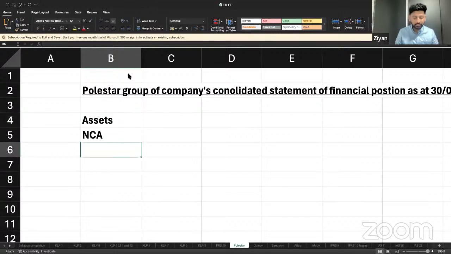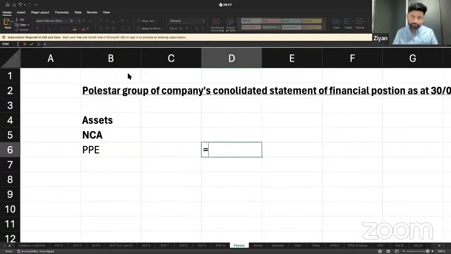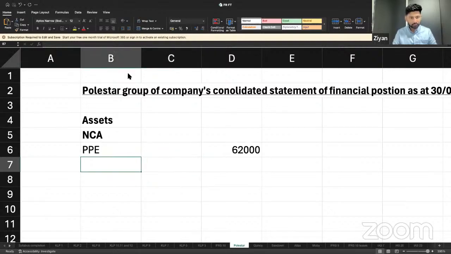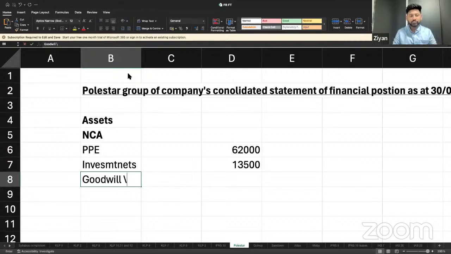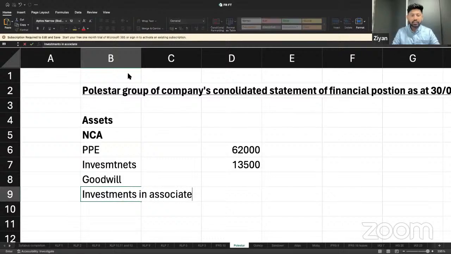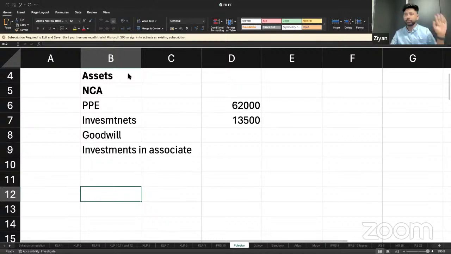Can I get the figures, please? What do I get first? How much is PPE? 41,000 plus 21,000. That's done. And then investments. How much is investments? 30,500, and 13,500, that's it. Investments will result in goodwill on acquisition. I need to calculate that, and then I'll have investments in associate. Even if you have an associate or not, no matter what, just put it. Are you clear?